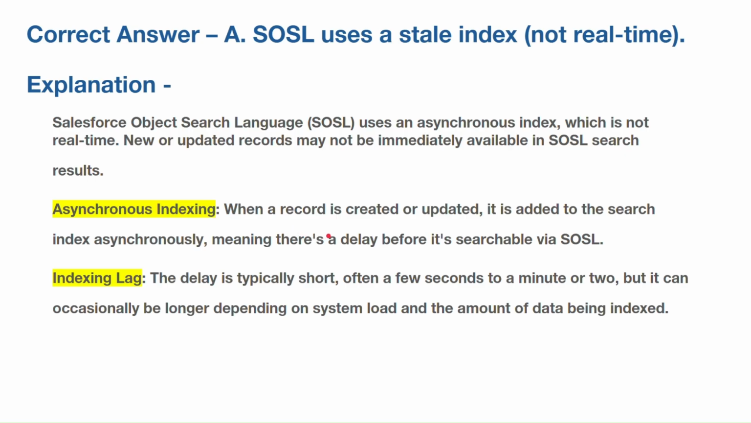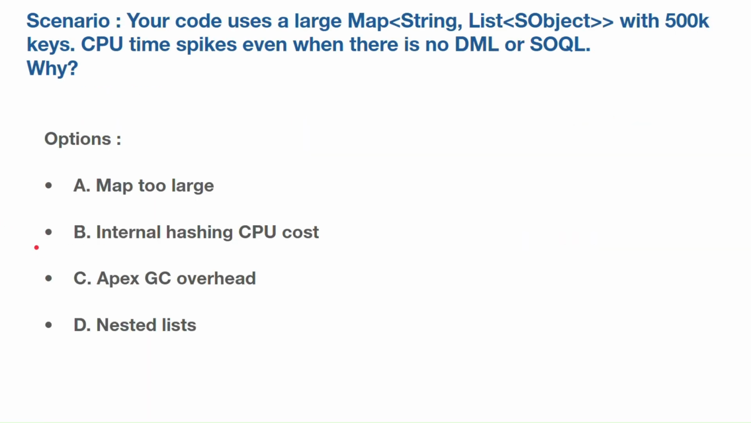Basically, when your record is created or updated, it is added to the search index asynchronously. That means there is going to be some delay, like 1 to 2 seconds, before it is searchable via SOSL. So it is going to use a stale index. There might be some minute delay. That's what indexing lag is. Depending on your system, if your system is very heavy and you are processing lots of load, then that lag will be more, often a few seconds. It won't be more. But the concept here is SOSL uses a stale index. That's why even if your field is updated, it might not pop up in the SOSL result. So remember this concept.